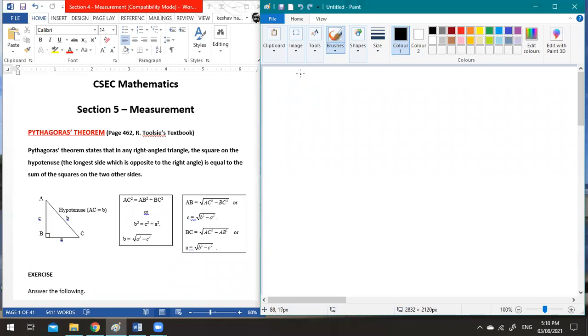All right, so today we started measurements, right? This is section 5 in the CSEC syllabus. And the first topic in measurement is Pythagoras' Theorem.